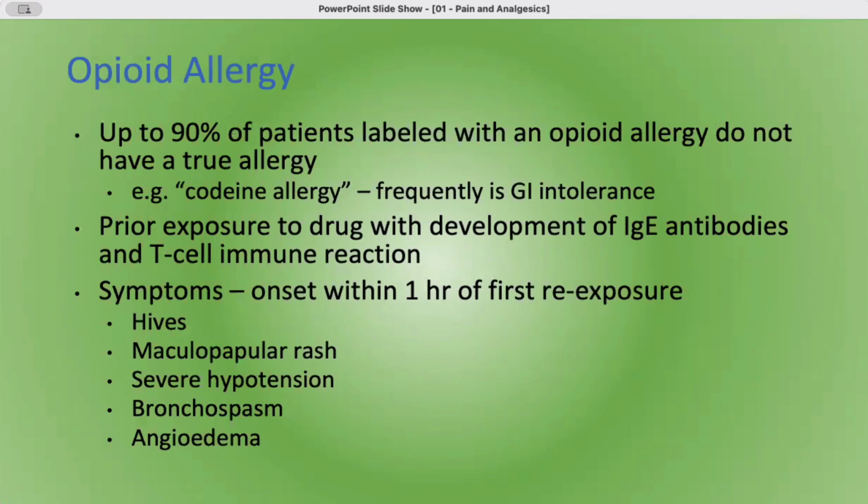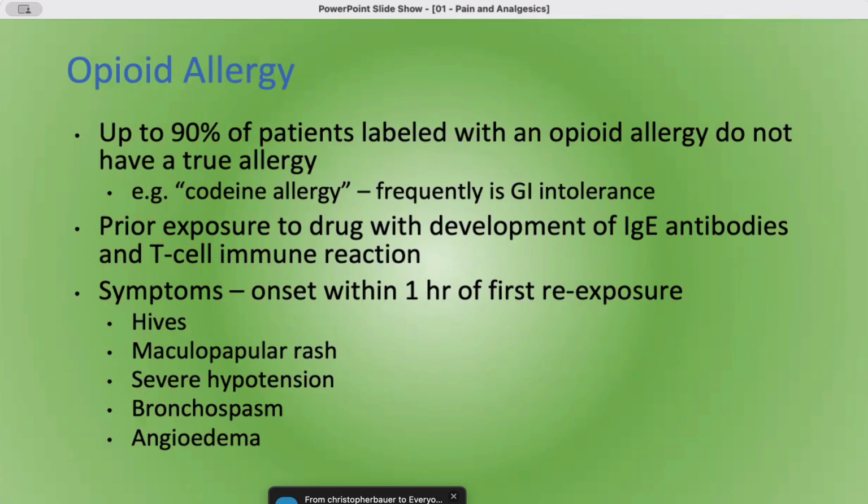So the full true allergy is IgE mediated. Those who had a previous exposure develop these antibodies, and then you re-challenge them. That, again, is not as common, but it can happen. You get hives, maculopapular rash, hypotension, bronchospasm, angioedema. This looks more like a full-blown allergic reaction. And in those cases, it's much more severe.